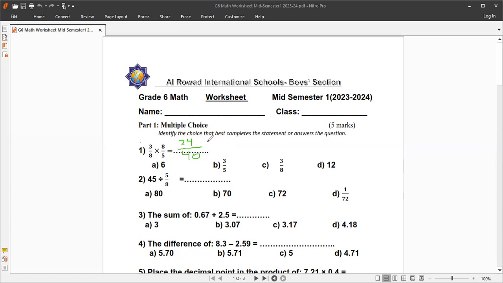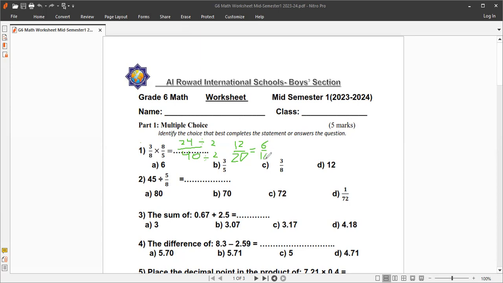Simplify means we need to divide the numerator and denominator by the same number. Because the numerator and denominator are even numbers, we divide by 2. 24 divide 2 equals 12. 40 divide 2 equals 20. So we can simplify more by 2. 12 divide 2 equals 6. 20 divide 2 equals 10.